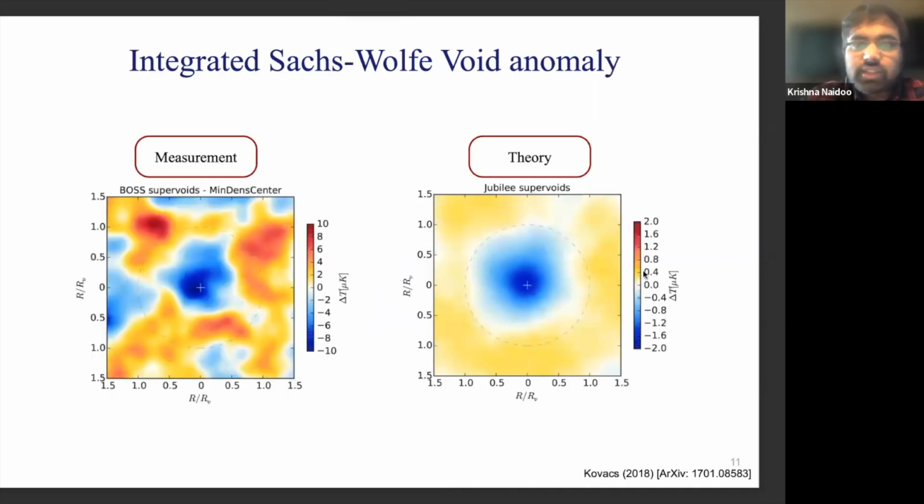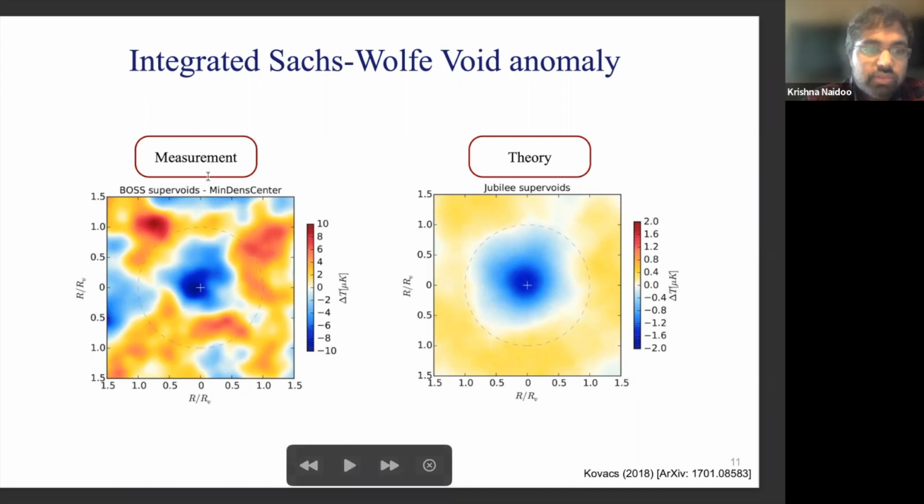There have been a lot of measurements over the years taking voids from photometric and spectroscopic surveys and looking at their imprint on the CMB. What we tend to do is find voids in these surveys and stack the ISW. Here are measurements from BOSS supervoids, and here is what we expect from theory and simulation. If you look at the color bars, you can see that this is much, much larger than what we would expect.